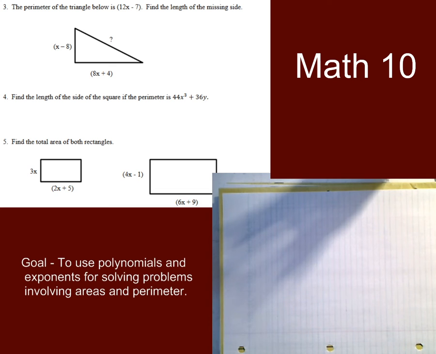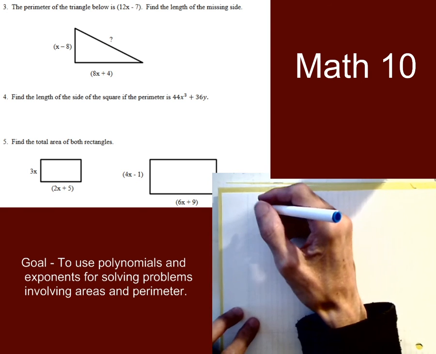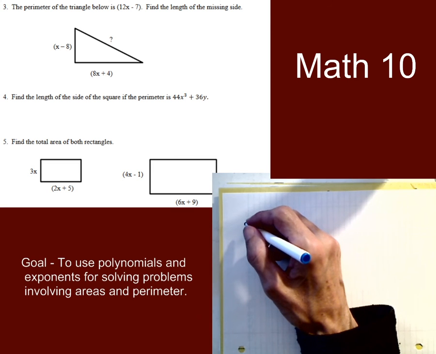Math 10. Again, what we're doing for this section is using polynomials and exponents to solve problems that use areas and perimeters, using the shapes that we've seen in math class for some time, hopefully. Now, if you take a look, we've got questions 3, 4, and 5. So let's get started on those just to give you some examples about how polynomials and exponents are going to apply to these shapes and ideas of area and perimeter.